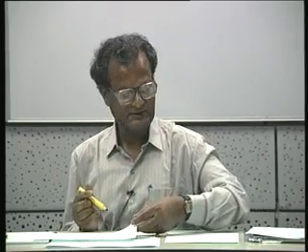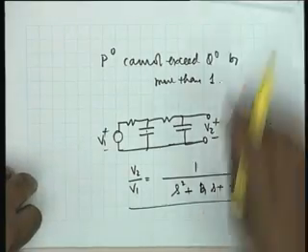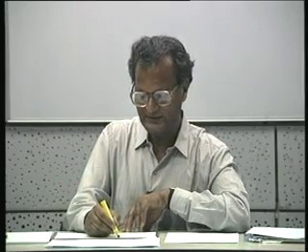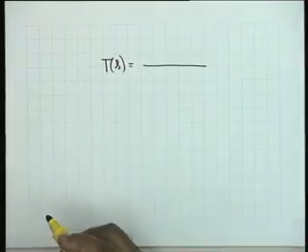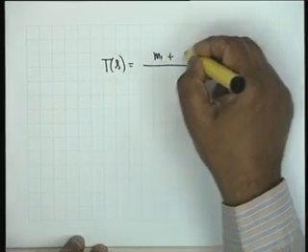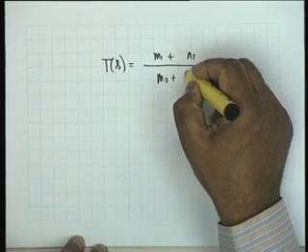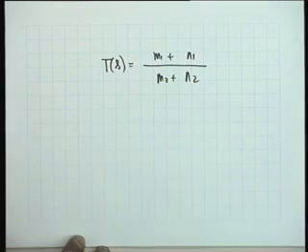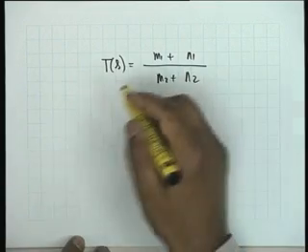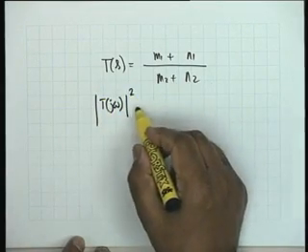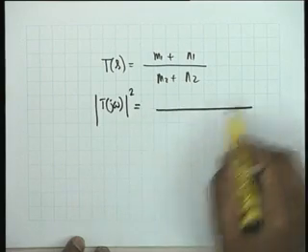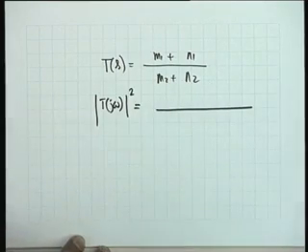Just one more observation, an obvious property, and then we will call it a class. Suppose T of S is written as M1 plus N1 divided by M2 plus N2. We have always been doing this with driving point functions. Now I appeal to your common sense and ask you, what is the magnitude of T of j omega squared, in terms of M1 of j omega and N1 of j omega?